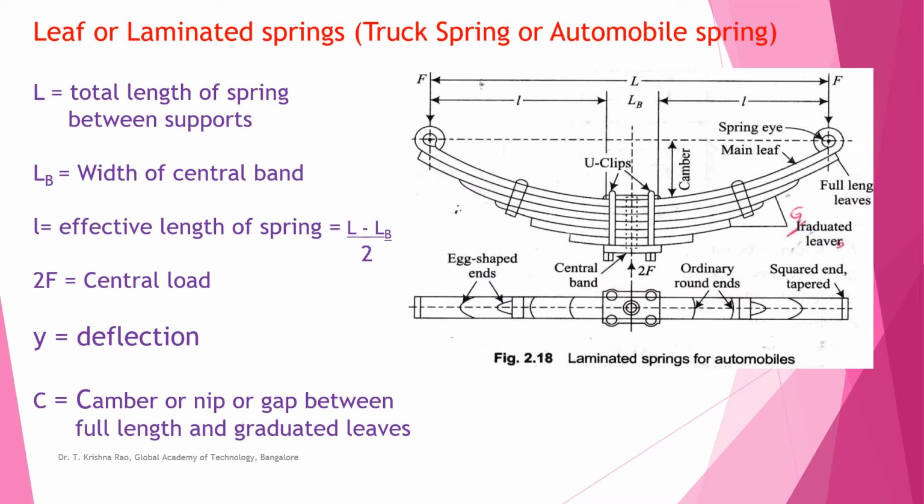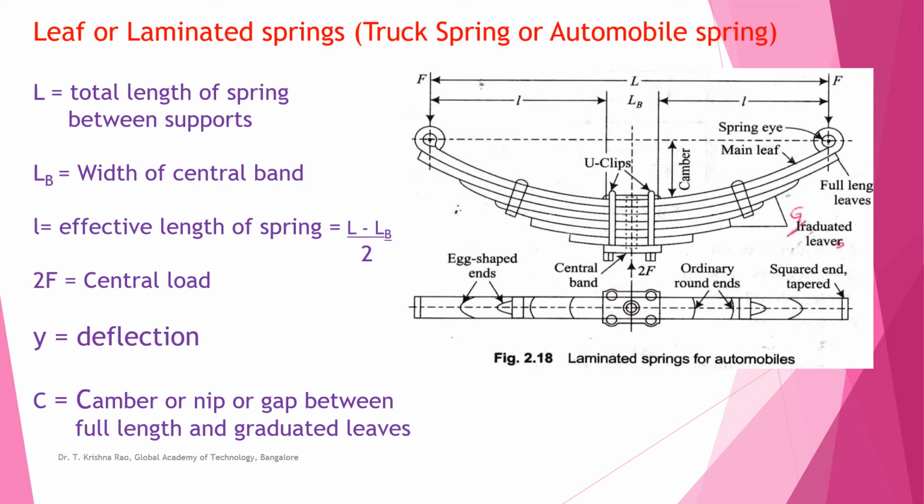Capital L is the length of the spring from one support to another support, the total length of the spring. LB is the width of the central band which we fix on the axle. The width of the central band in the middle will be useless for us because we are clamping this, it becomes a solid material and does not deflect. So this much width of the spring is ineffective, we call it.